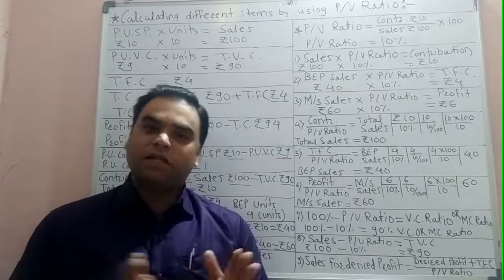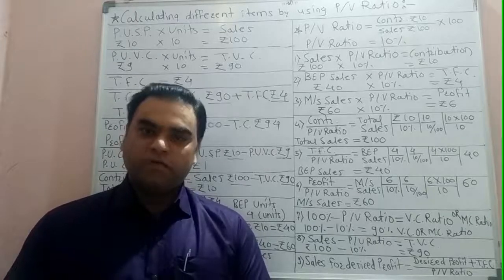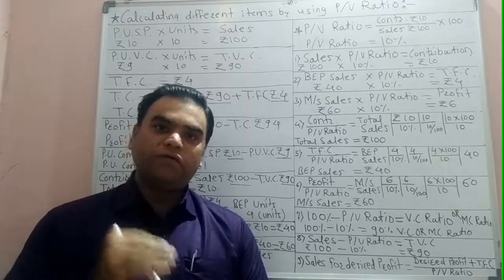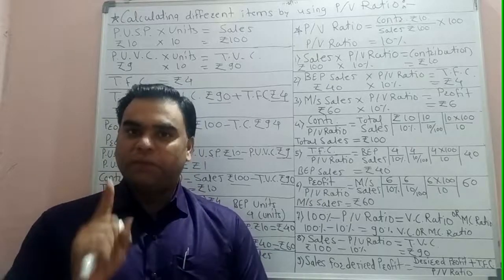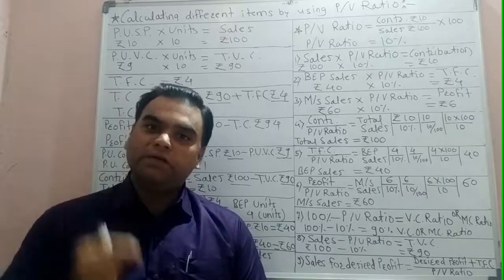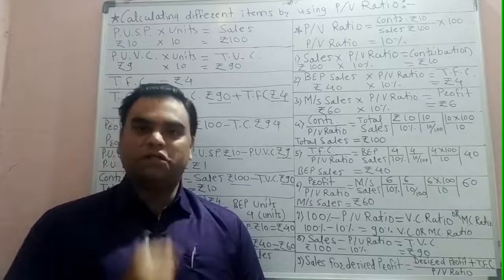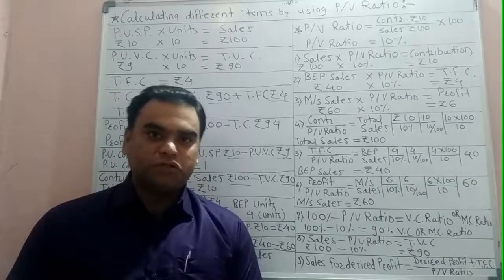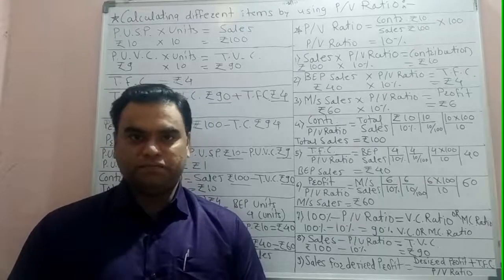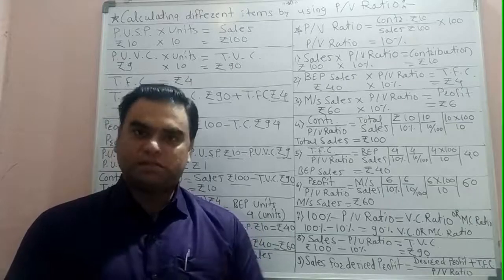Since the last several lectures, we have been discussing PV ratio, which stands for profit volume ratio. But as we discussed in the last lecture, PV ratio is not profit to sales ratio, it is contribution to sales ratio. That's why this ratio is also known as contribution ratio or marginal ratio.